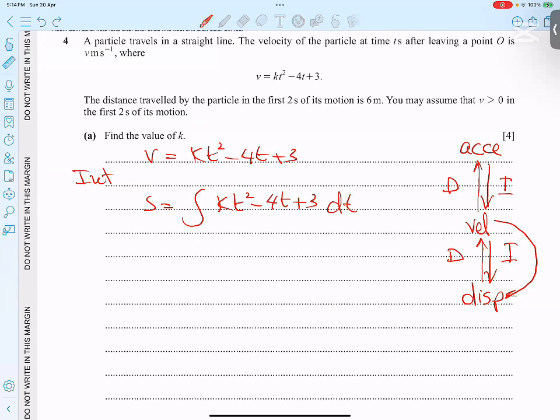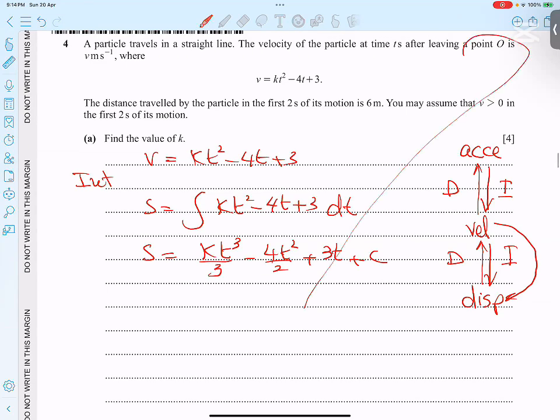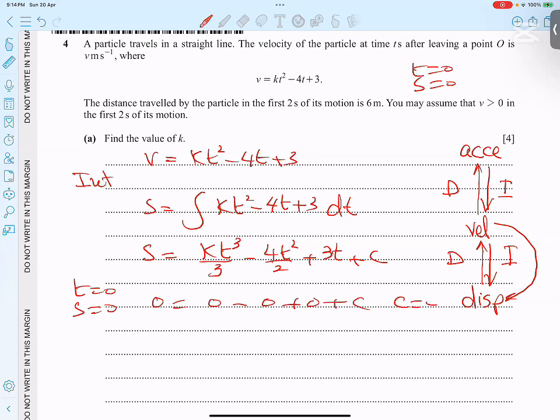But I am going for C so students can understand easily. For K, increase the power by 1, divide by the same; for the next term, increase the power by 1, divide by the same; 3 becomes 3T. And I'm getting C here. You know very well when a particle starts from O, naturally when time was 0, distance was 0. If I plug in T equals 0, S equals 0, let's see what happens. So C becomes 0. I plug it back in the equation, so I got a pure displacement expression, which I'm writing finally here.